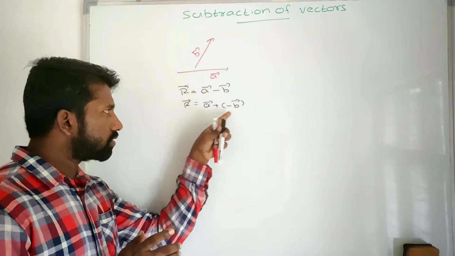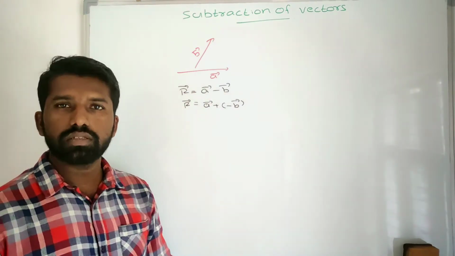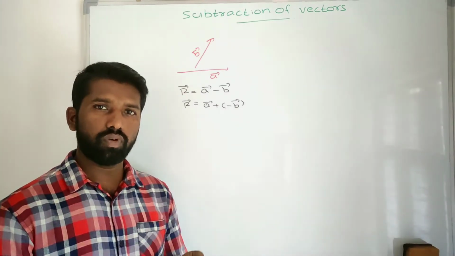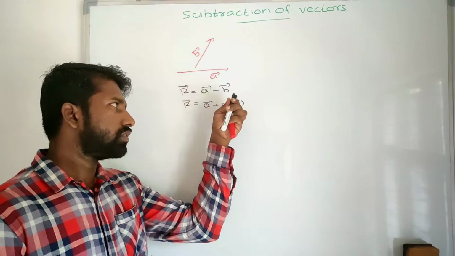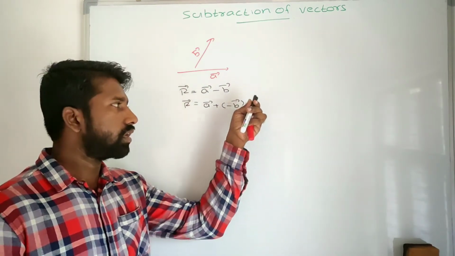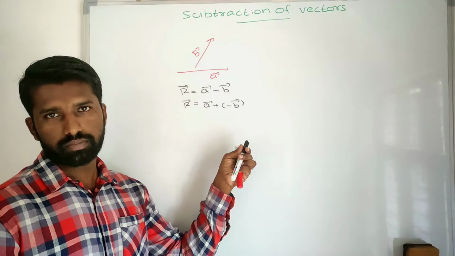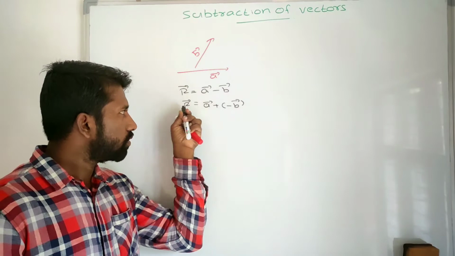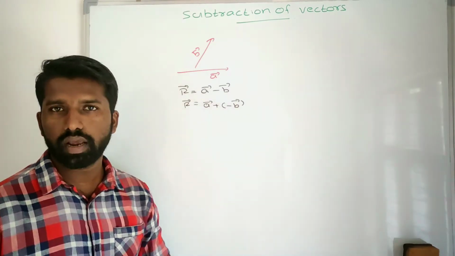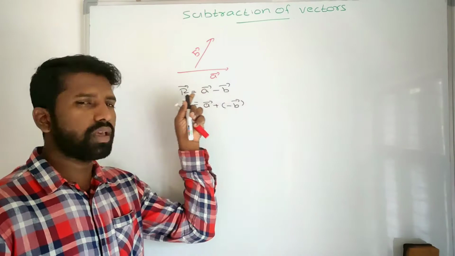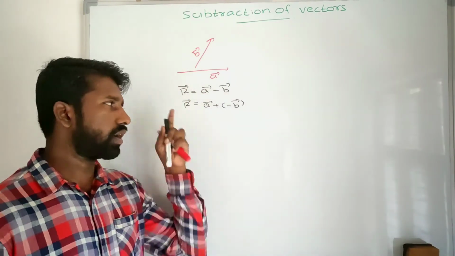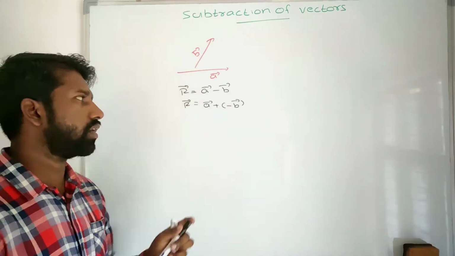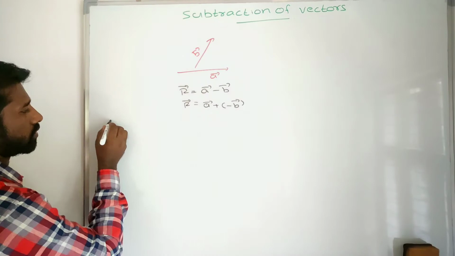So from this I can say that subtraction of two vectors is the addition of a vector and the negative vector. Okay, so by using this, you see now these two vectors are added. So now we can apply the triangular law or parallelogram law for addition of vectors. First of all, I am going to apply the triangular law for the subtraction of vectors.